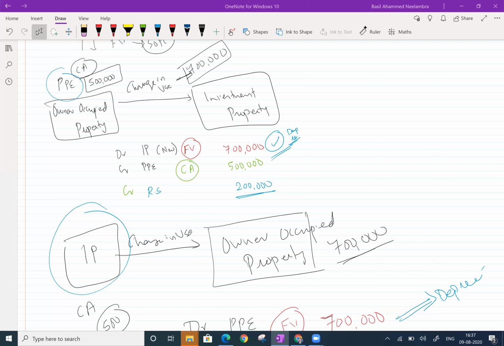If the new asset is investment property, and you are showing it at fair value, there is no further depreciation. And if the new asset is PPE, definitely there is going to be depreciation. That's it. We have revised investment property, and those students who are not sitting for the revision class, you got the revision related to accounting standard 40 free of cost.